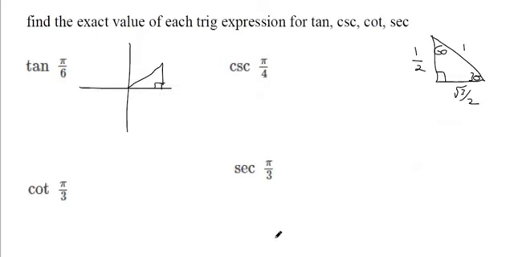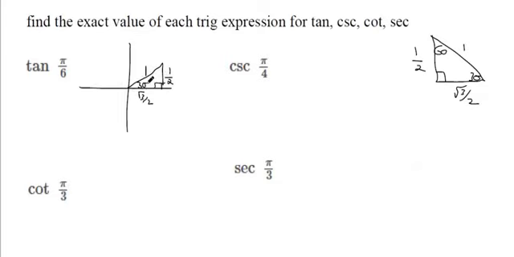So since this triangle we just found out was 30 degrees for a reference angle down here, that means what's opposite of it, opposite of 30 degrees, is 1/2. And then what's opposite of 60 degrees is square root of 3 over 2. And then 1 is the hypotenuse. Okay, so now we have those labeled. We can find out what tangent of pi over 6 is. We can find out what tangent of 30 degrees is.